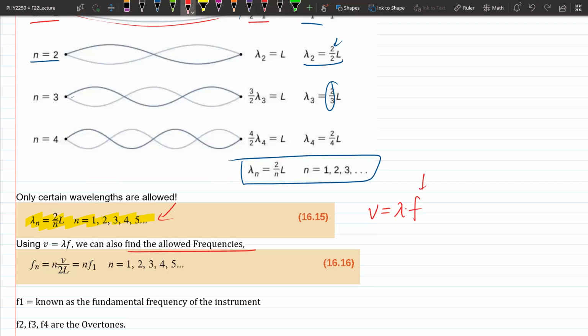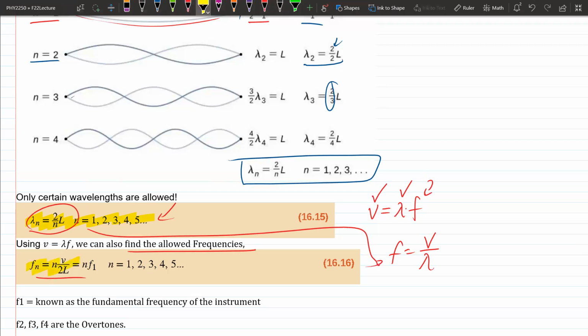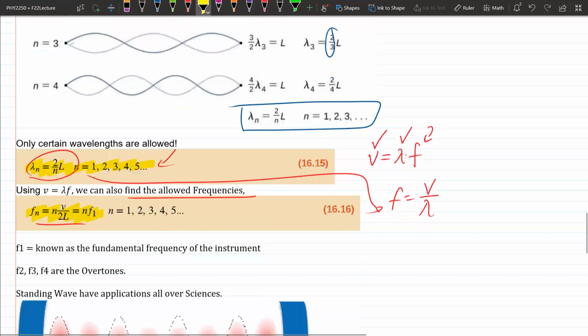So if you know the wavelength and you know the speed, you can always determine the frequency. The frequency is going to be the wave speed divided by the wavelength. Therefore, if you plug in this number over here, you will get the other equation, which allows you to calculate the frequency of the waves that will fit into your particular string. And this is sort of more inverted.